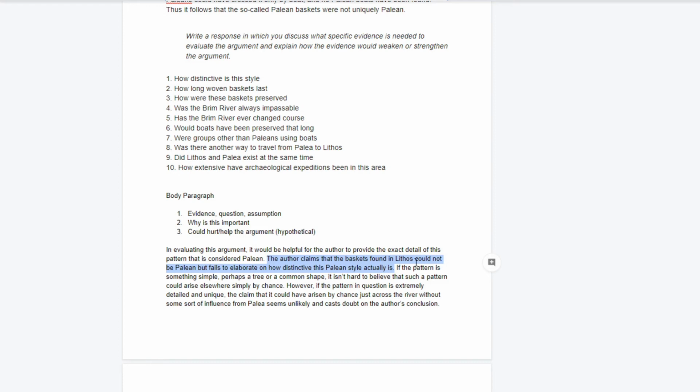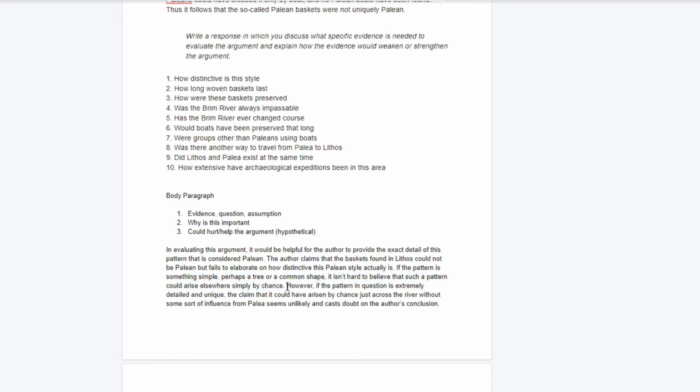And then number three, we want to pose sort of two hypotheticals, both sides. Could the answer to this question, could this piece of evidence, could the implications of this evidence hurt what the author is trying to say or help what the author is trying to say? So first off, if the pattern is something simple, perhaps a tree or a common shape, it isn't hard to believe that such a pattern could arise somewhere else simply by chance. So that, in a way, is sort of how it could help the author's argument, right? Yeah, that makes sense. If they couldn't have traded, it's possible that baskets also just happen to show up with the same kind of pattern.